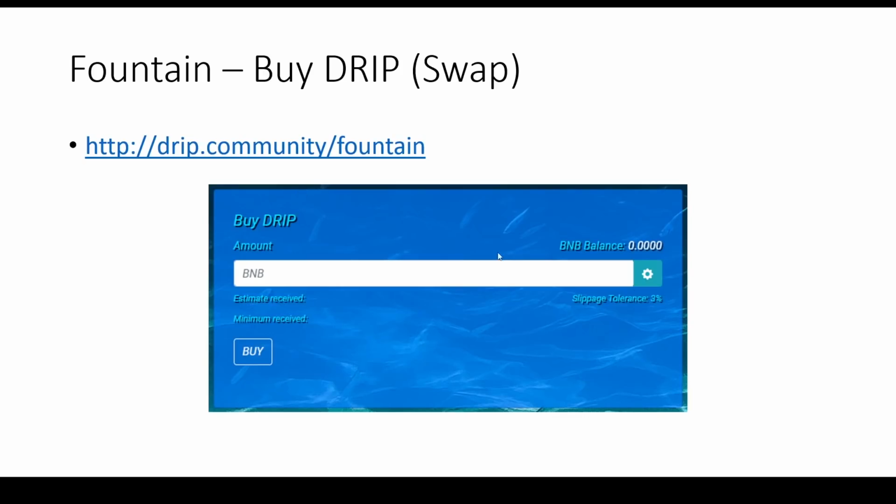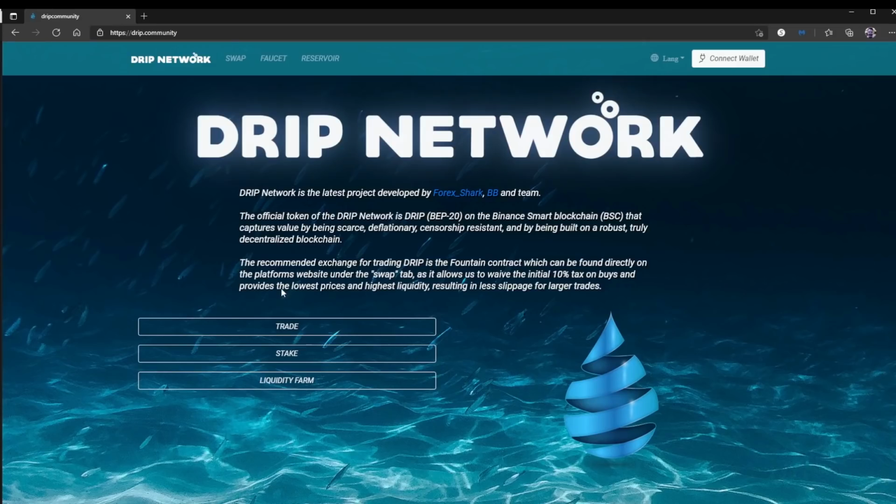You can adjust that slippage tolerance down to 1%, and in my experience it seems to work just fine. But anyway, you swap some BNB tokens for some Drip tokens. Put in the amount of BNB that you want to spend, click Buy.